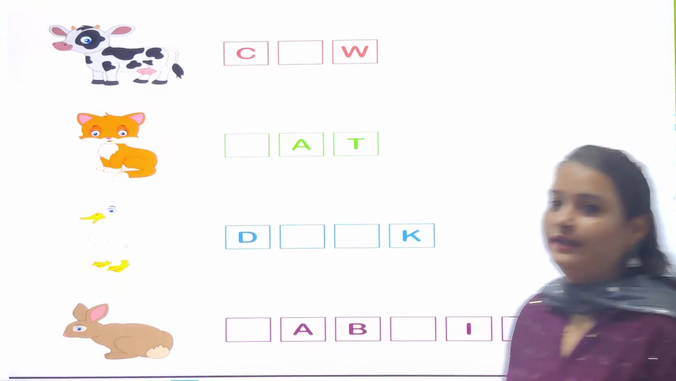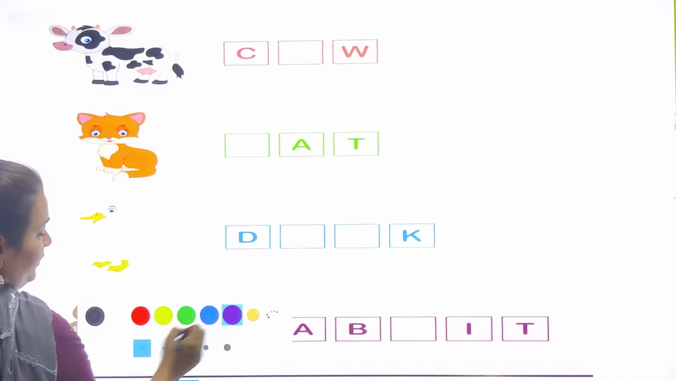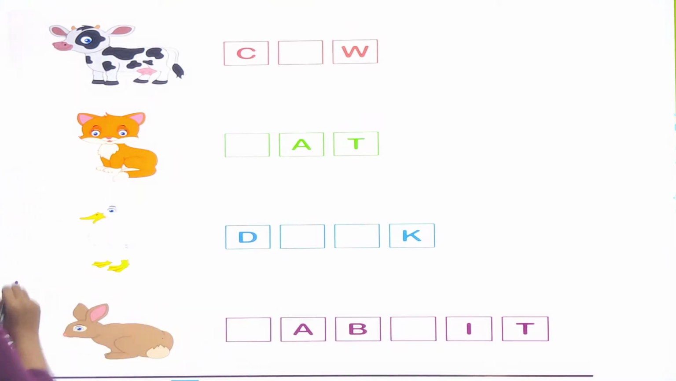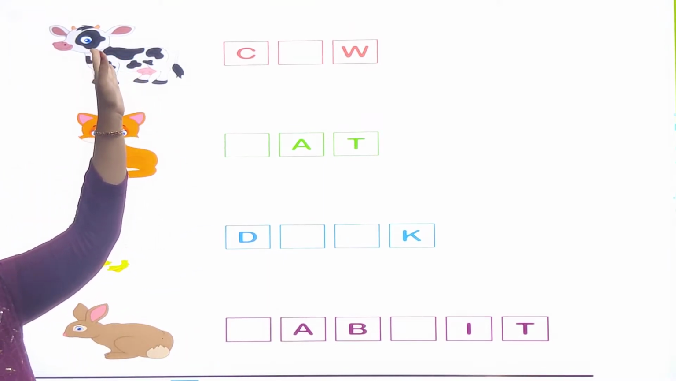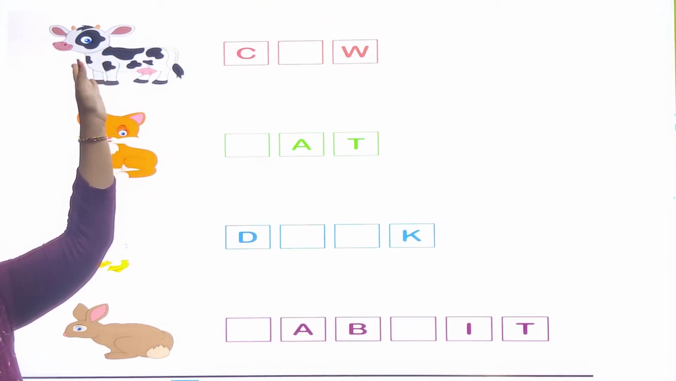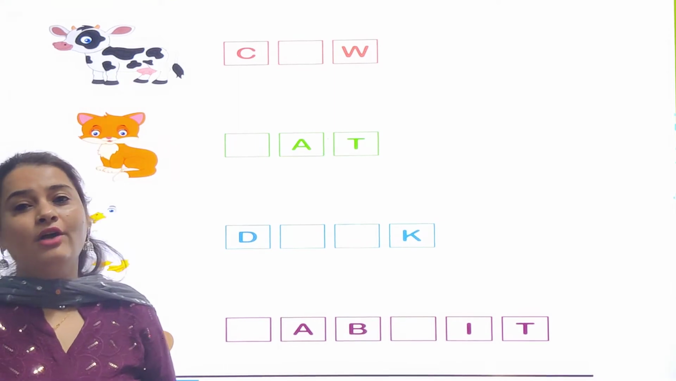Okay. So, here, first, wait a moment. So, who is here in this picture? This is cow. This is cow. So, what is the spelling of cow?